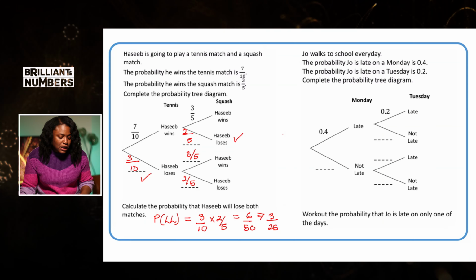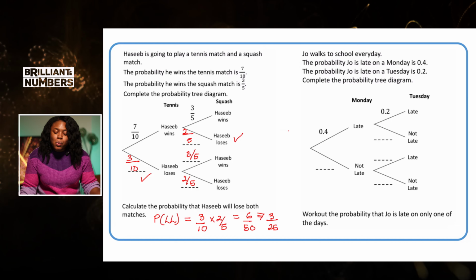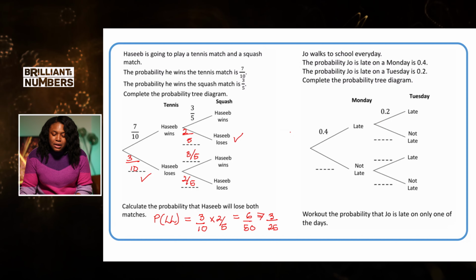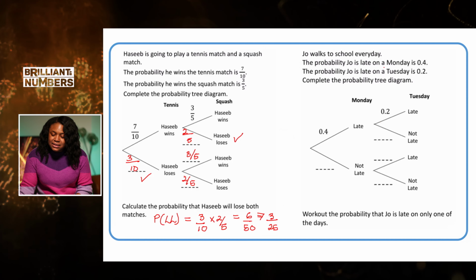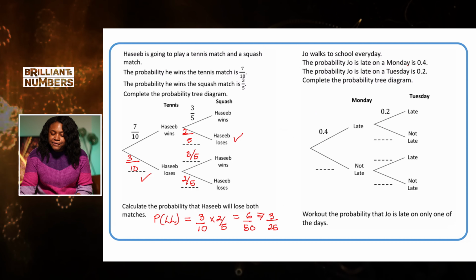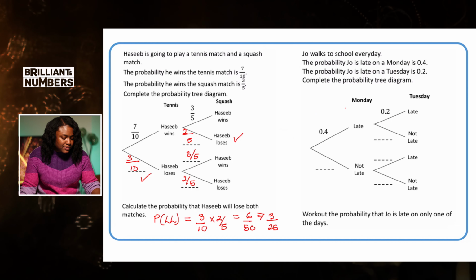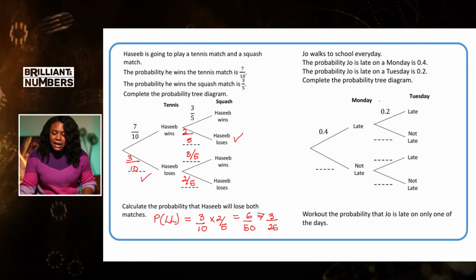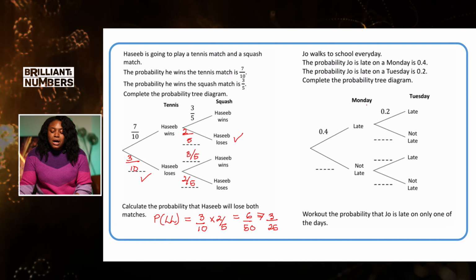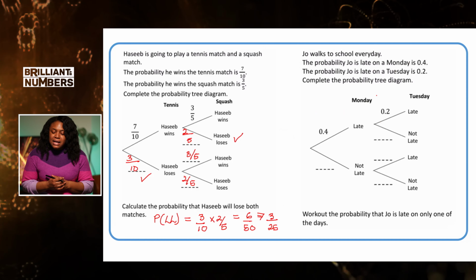However, this time we are representing our values on our tree in decimals instead, but the same principle applies because we know that probability always adds to 1. So let's go. So we're told here that Joe walks to school every day. The probability Joe is late on a Monday is 0.4. The probability that Joe is late on a Tuesday is 0.2. Complete the probability tree diagram.